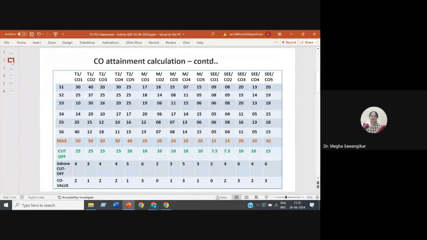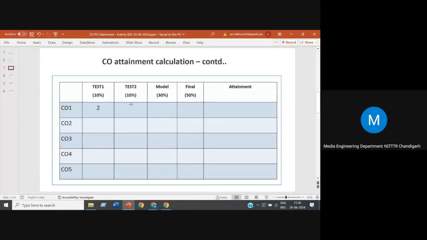Okay. Test 2, it is 4. Please go forward, sir. So I want to write now CO1 attainment from test 2. You can see test 2 is not mapped to CO1. It is 0, not 0. We'll write dash. So dash means it is not mapped.